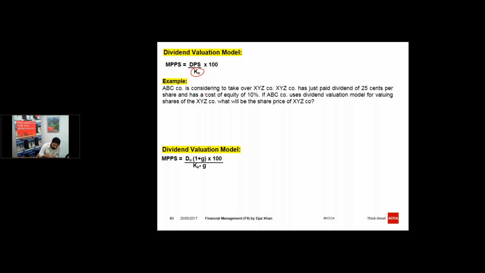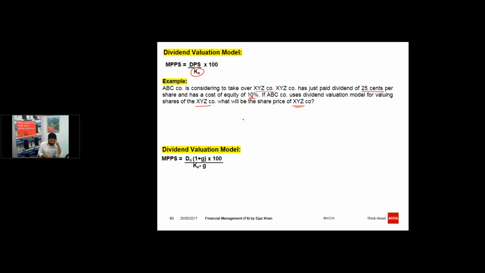Look at this example. ABC company is considering taking over XYZ company. XYZ company has just paid a dividend of 25 cents per share and has a cost of equity of 10%. If ABC company uses the dividend valuation model for valuing shares of XYZ company, what will be the share price of XYZ company? So we need to calculate the value of XYZ company.